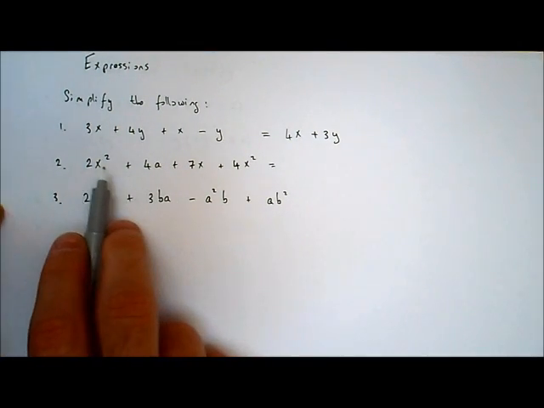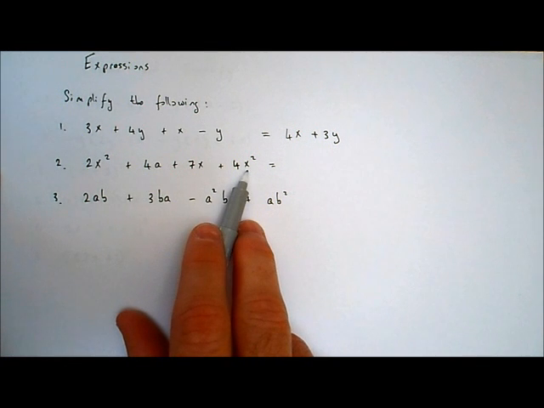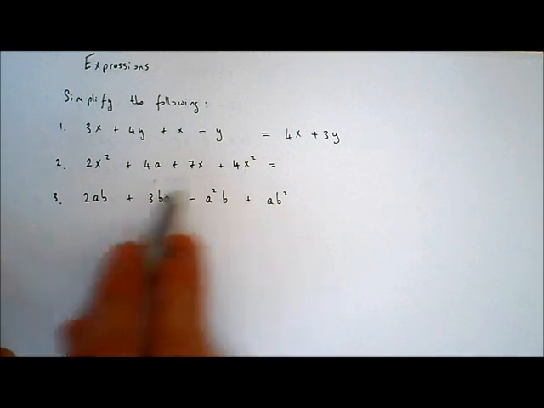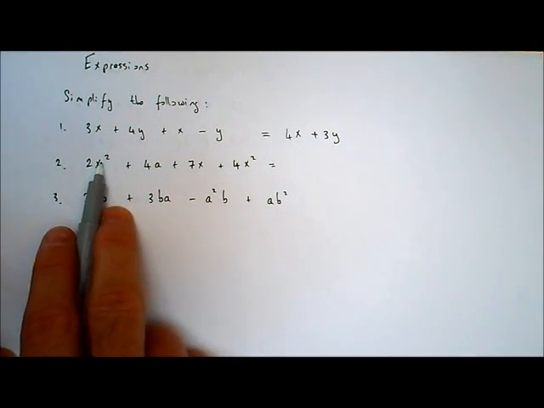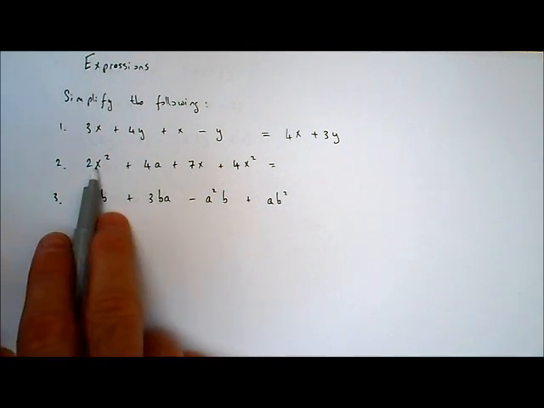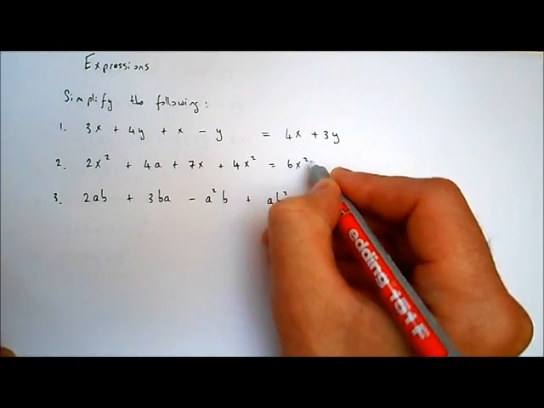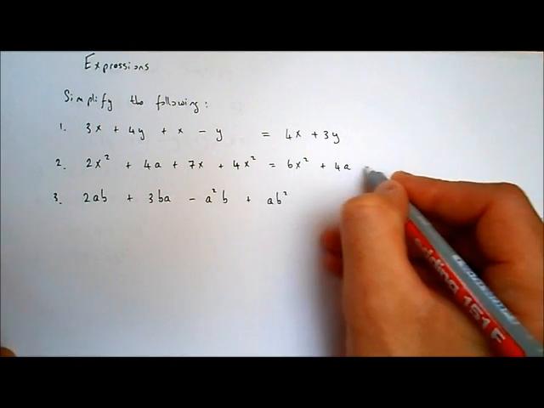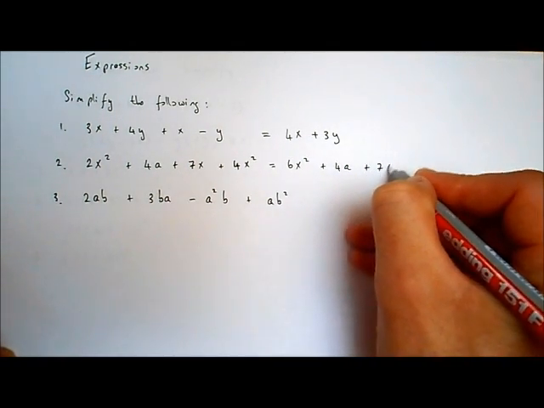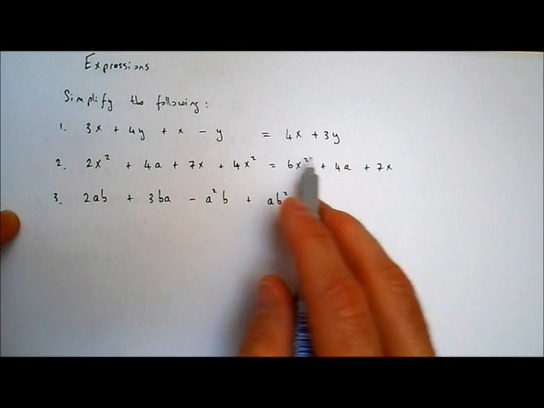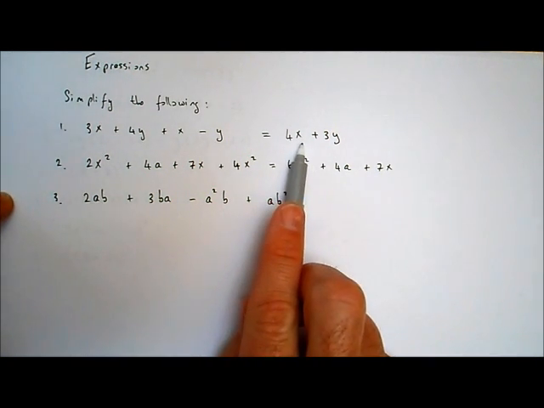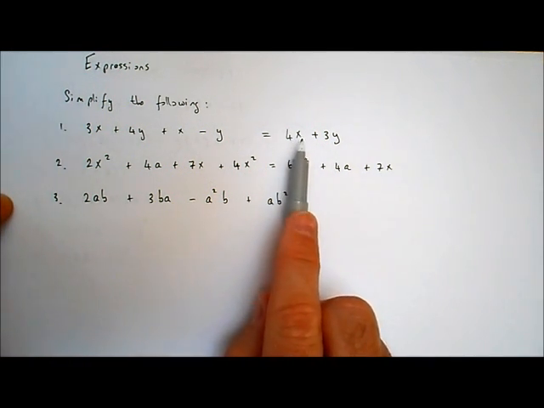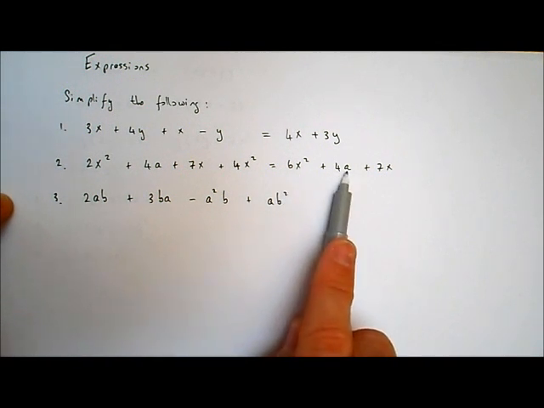In the second one, we've got 2x squared plus 4a plus 7x plus 4x squared. I can only add like terms, so I've got 2x squared and 4x squared. I can add them. I can't add that to 7x because this is an x squared and this is just an x. So I can only add the 2x squared and the 4x squared, and I get 6x squared. Then there's nothing else that I can add. I've got plus 4a, and then I've got plus 7x. There's nothing else that I can add in there. And if you notice, both of these are expressions in 2 variables. This expression has variables x and y, and this expression has variables x and a.